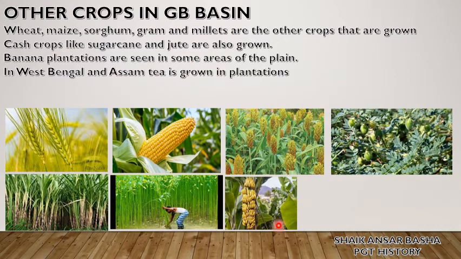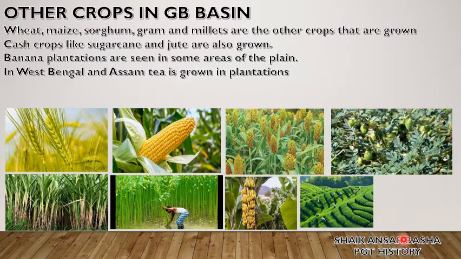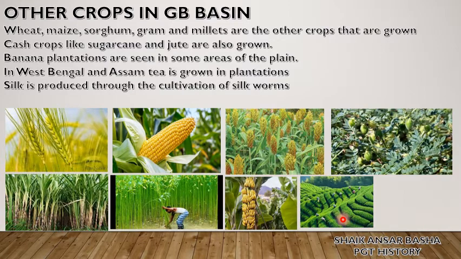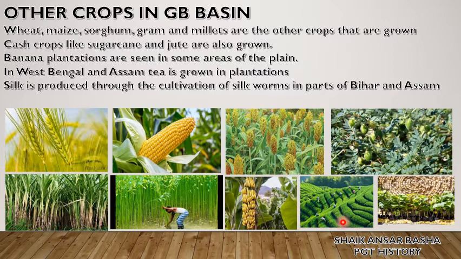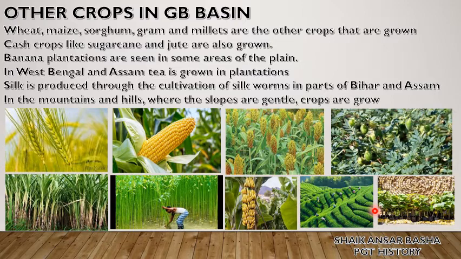In West Bengal and Assam, tea is grown in plantations. This is the tea grown in plantation in terraced farming. And silk is produced through the cultivation of silkworms in parts of Bihar, Assam and West Bengal. These are mulberry leaves, and this is how the silkworms are fed and how they make the silk. In the mountains and high hill areas where the slopes are gentle, crops are grown on terrace farming. This looks like terrace farming. Just see here.